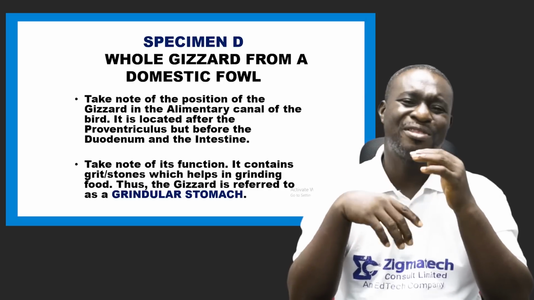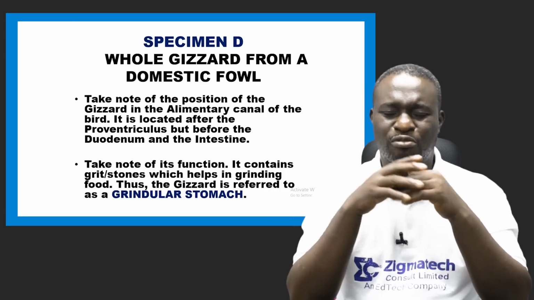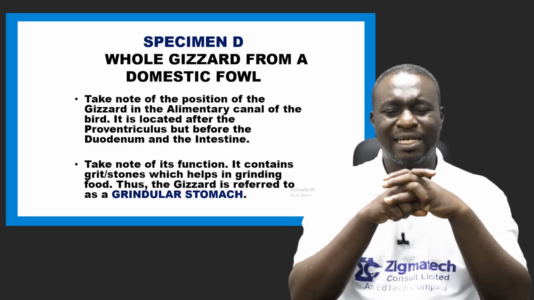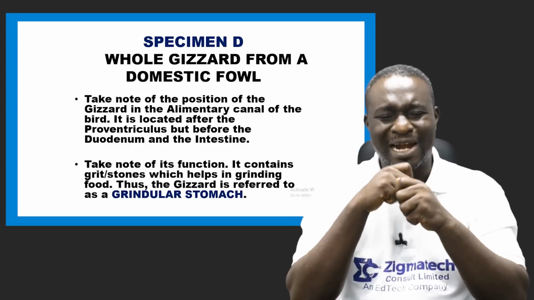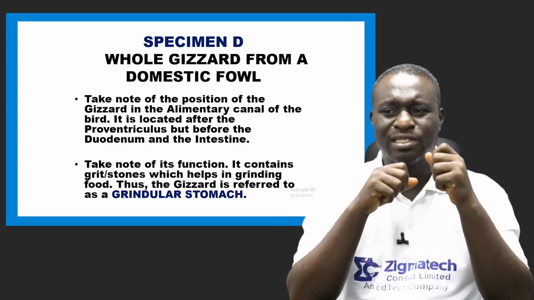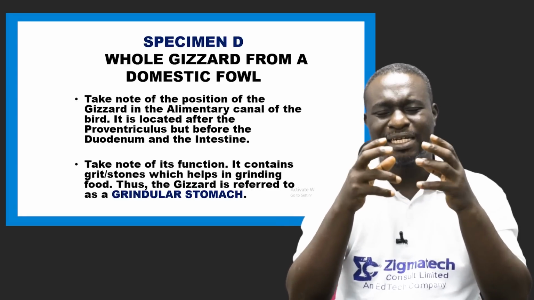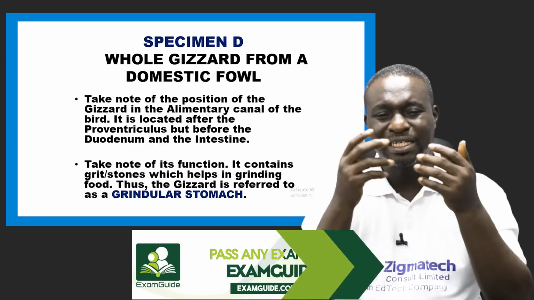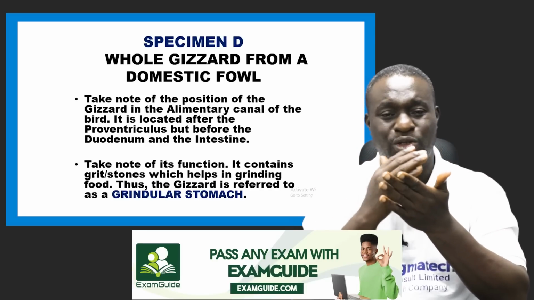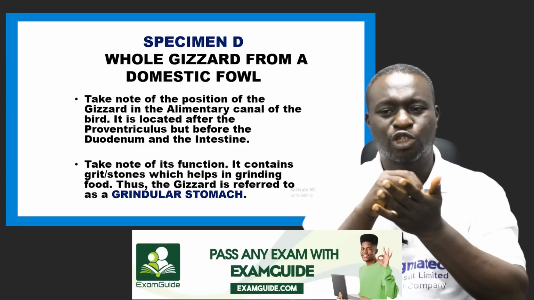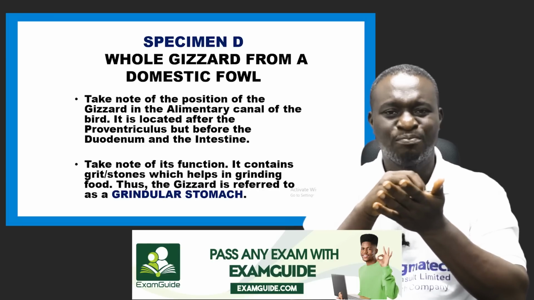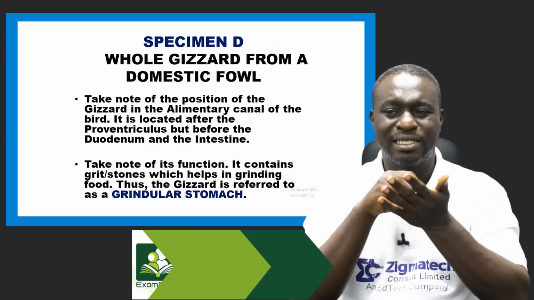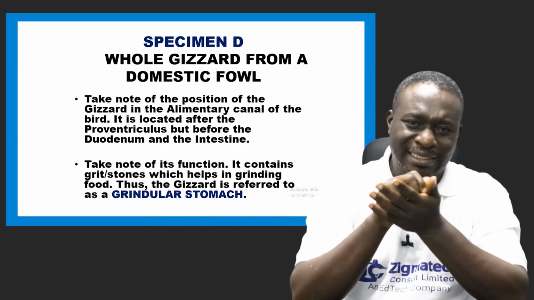And then we have the gizzard after the proventriculus. Now, the major function of the gizzard is actually for grinding food. And that is why, if you open up a gizzard after killing the chicken and getting the gizzard out, before the gizzard is actually dressed and cleaned, you will discover stones or grits within the gizzard. Now, those stones or grits within the gizzard help in grinding food.